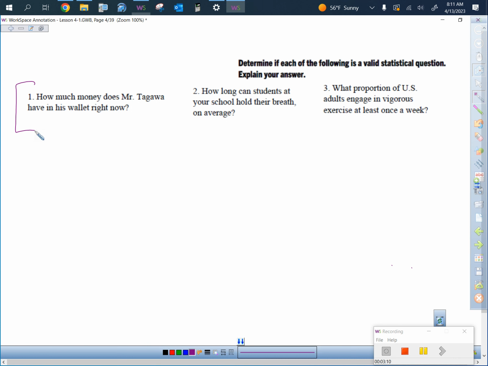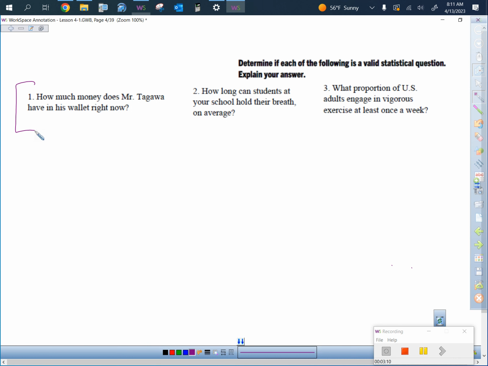Well, let's use me, for example, instead of Mr. Tagawa. Here it is. This is my wallet right now. There is money inside. Would you agree? Can it vary? Or is it just the same amount right now? Like just right now. I'm going to make it easy. Let's just pretend it's 20 bucks.